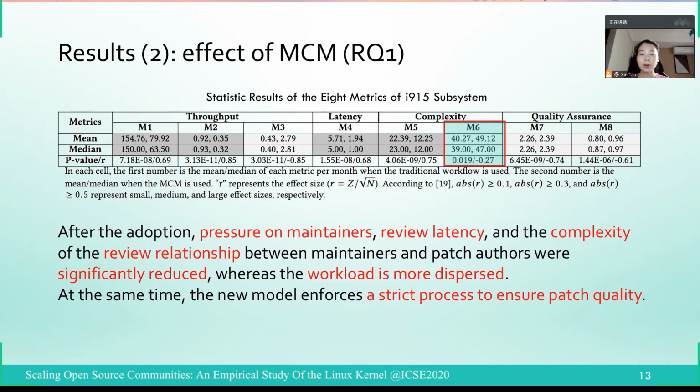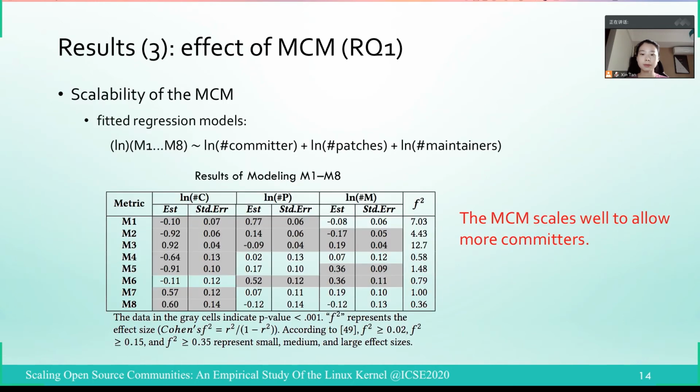Therefore, we can conclude that after the adoption, pressure on maintainers, review latency, and the complexity of review relationship between maintainers and patch authors were significantly reduced, whereas the workload is more dispersed. At the same time, the new model enforces a strict process to ensure patch quality. We also fitted regression models to test the scalability of the MCM and found it scales well to allow more committers.